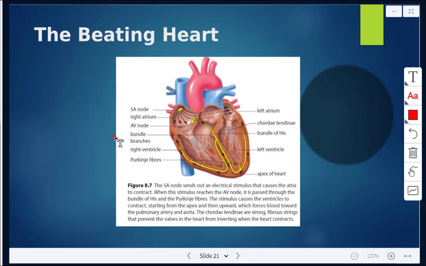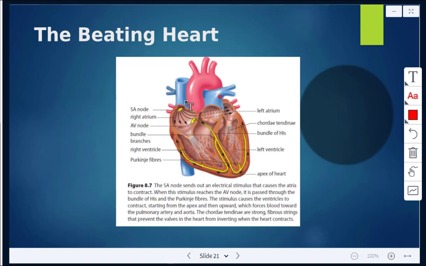All right, so here we see the SA node right here in the right atrium. Here is the AV node, and then the bundle branches are here, the bundle of His. This is the left ventricle, here's the right ventricle, and this here is showing the Purkinje fibers.